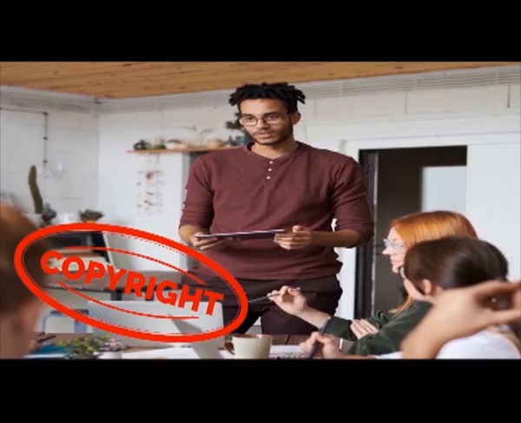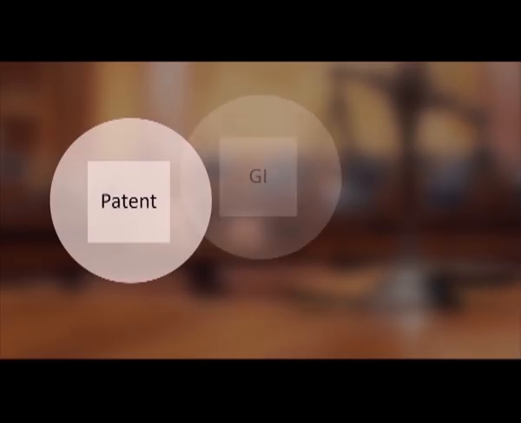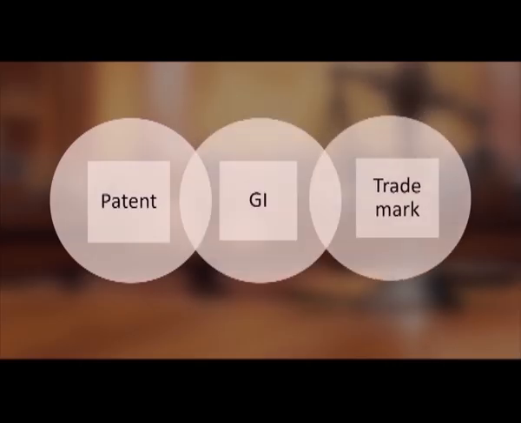Now, there are two branches of intellectual property, if we broadly classify. One is industrial property and the other is copyright. When we talk about industrial property, a number of things come under it, like patents, like GIs, like trademarks. These all are forms of industrial property. Industrial property means the property which has an industrial application.